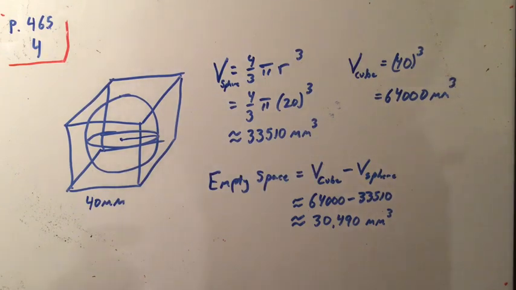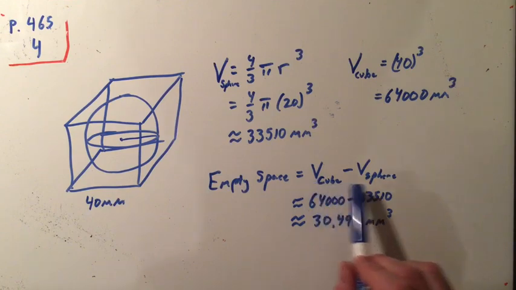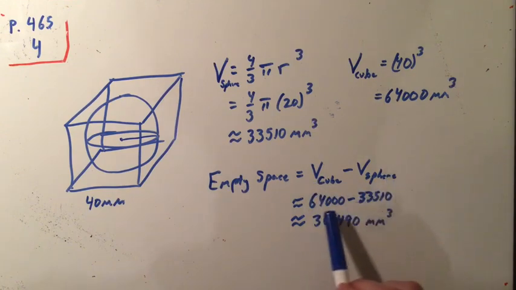And if you want to see how much space is actually wasted, all you have to do is take the volume of the cube and subtract the volume of the sphere. 64,000 minus 33,510 leaves us with 30,490 cubic millimeters of wasted space.